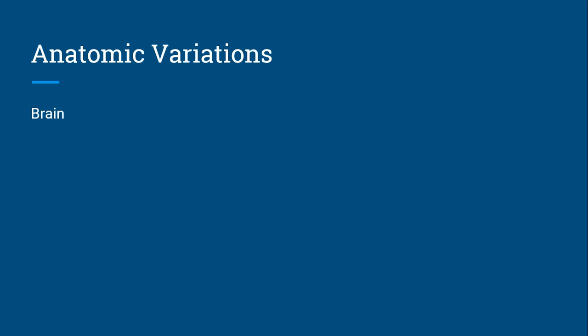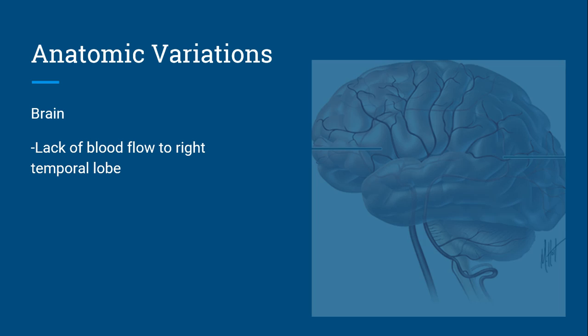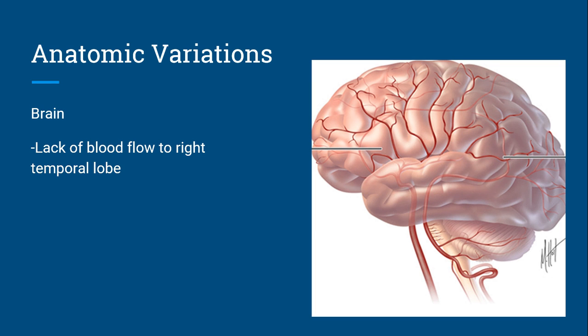Some anatomic variations of the brain. Lack of blood flow to the right temporal lobe. We noticed it was a lot paler than the rest of the brain that had regular blood flow. This picture is actually really similar to what we saw. You can see the red blood flow over the main cerebrum and then the lack of blood flow to the left temporal lobe.